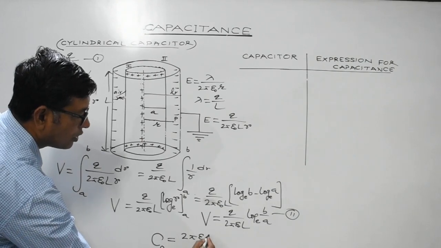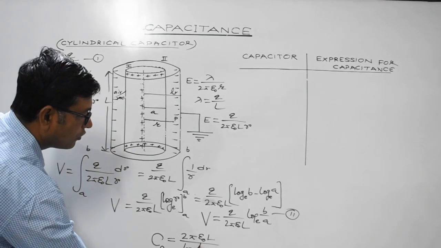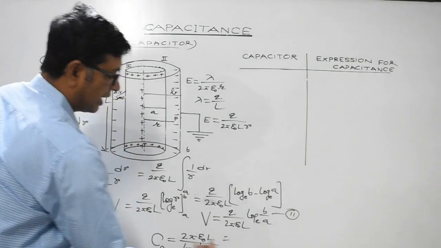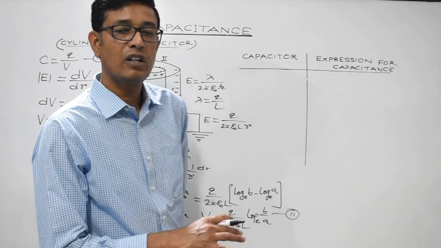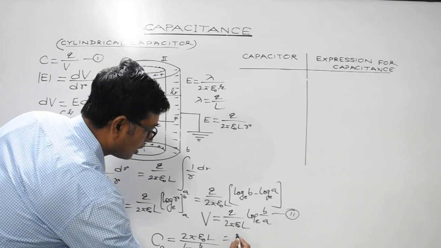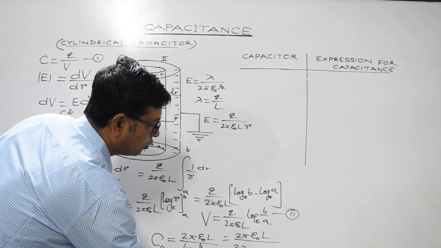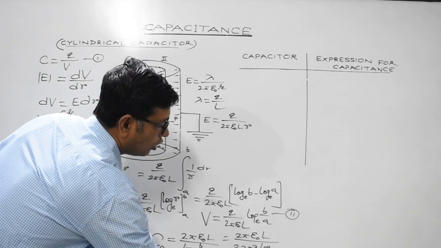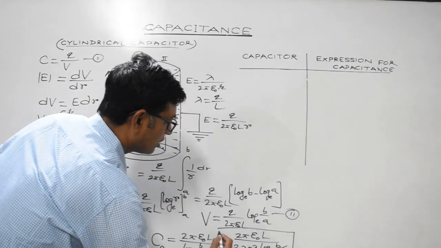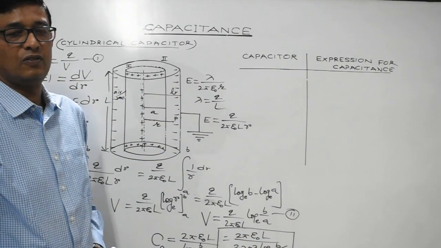2 pi epsilon L divided by natural log of B by A. This is the formula. And this is the natural log. In order to convert natural log into common log, it has to be multiplied by 2.303. So it can also be written in this particular manner: 2 pi epsilon L divided by 2.303 log base 10 B by A. So this is the expression for the capacitance of a cylindrical capacitor, right?